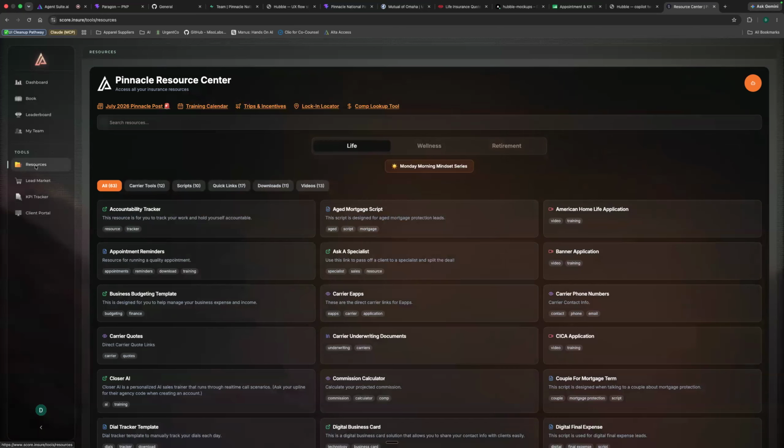The downside with Foresters is that every carrier, especially with ULs, calculates commission based on target premium. If you're unfamiliar with that term, write it down and look it up. Target premium is not the premium that the client's going to pay.